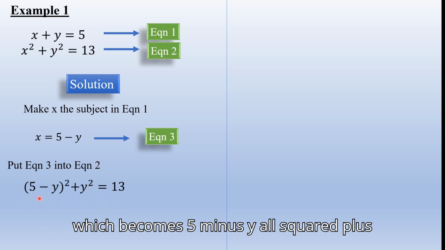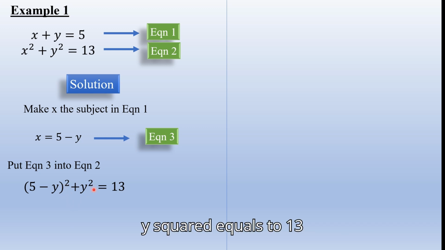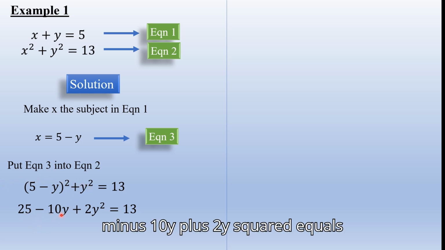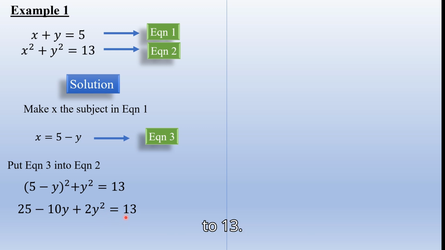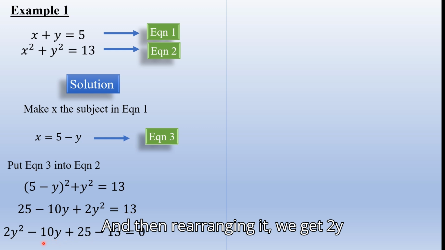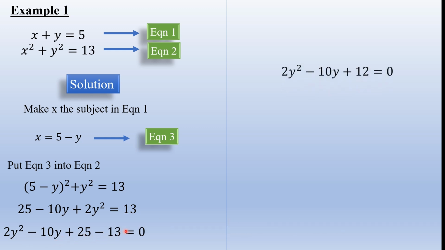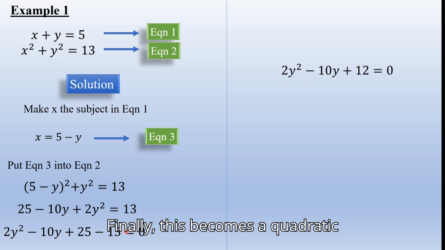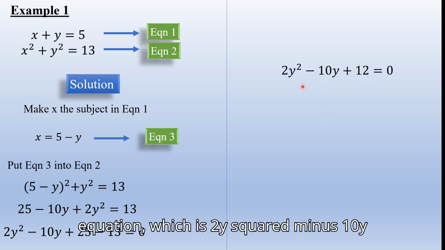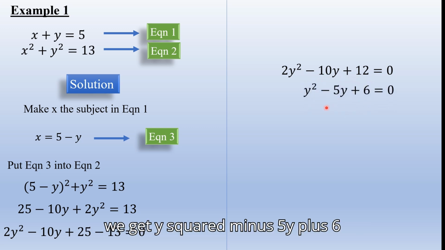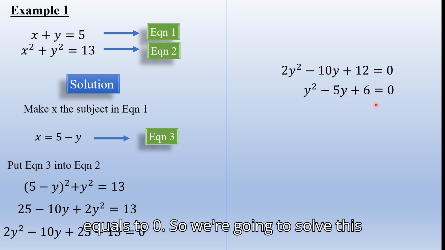which becomes 5 minus y all squared plus y squared equals 13. This becomes 25 minus 10y plus 2y squared equals 13. And then rearranging it, we get 2y squared minus 10y plus 25 minus 13 equals 0. Finally, this becomes a quadratic equation, which is 2y squared minus 10y plus 12 equals 0. Simplifying it, we get y squared minus 5y plus 6 equals 0.